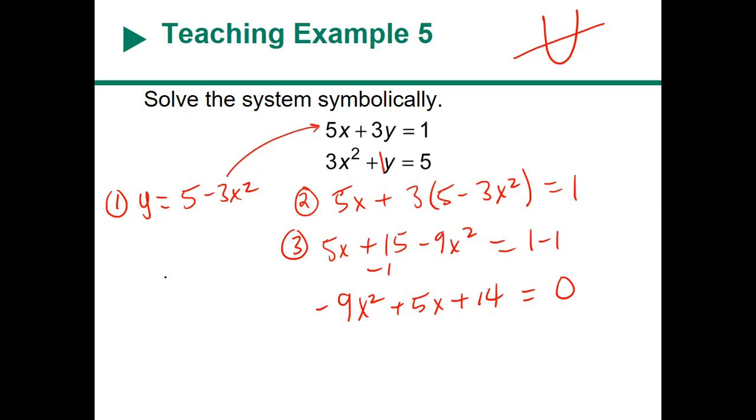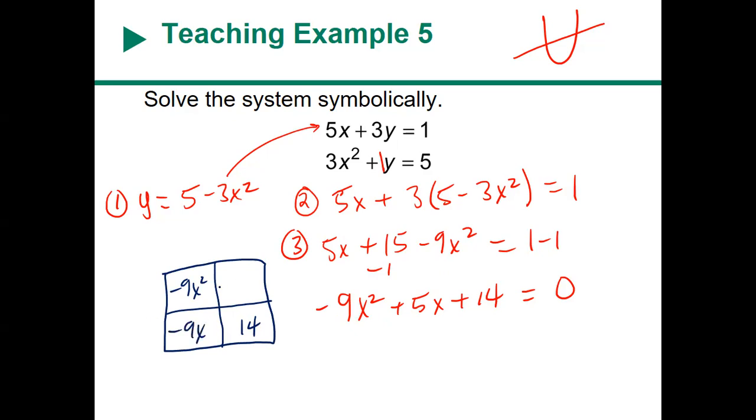I'm going to show y'all that factoring is really not that bad. So we're going to go to our factoring box. I have -9x squared and I have 14. And what did we say we need to equal? -126, but we need to add to be 5. Well, -9 and 14, does that not make 5? So we have -9x and 14x. Boom, we did it.